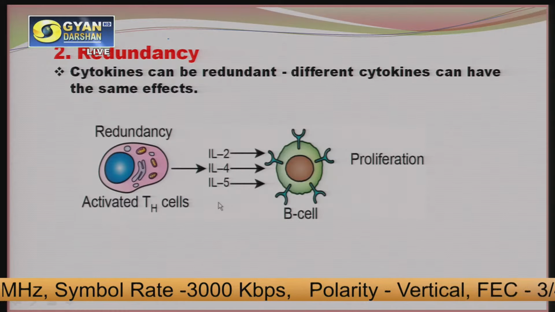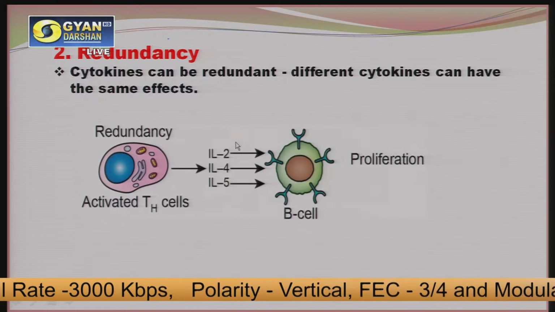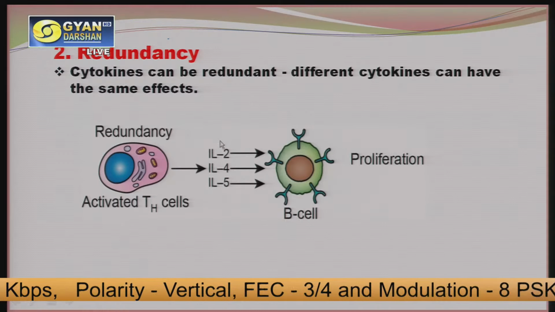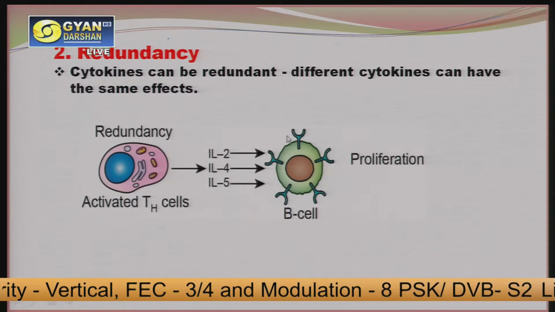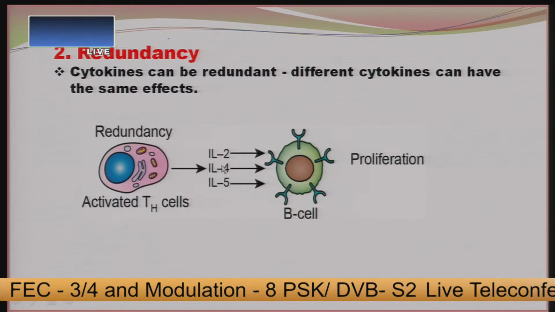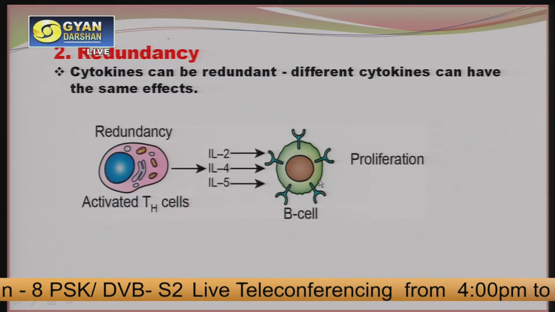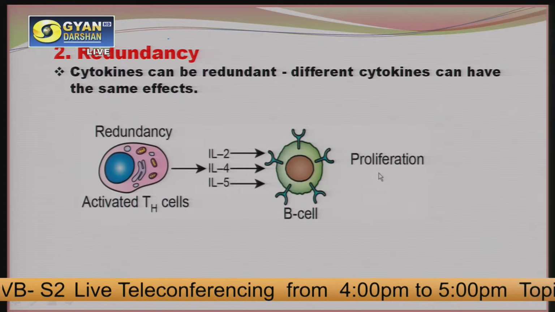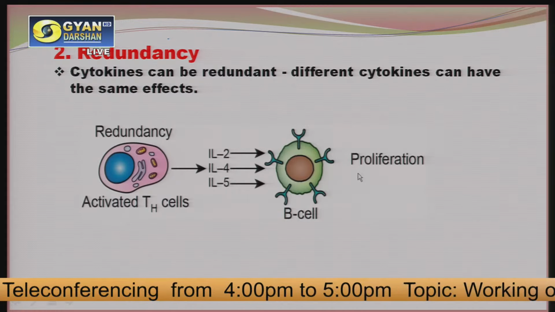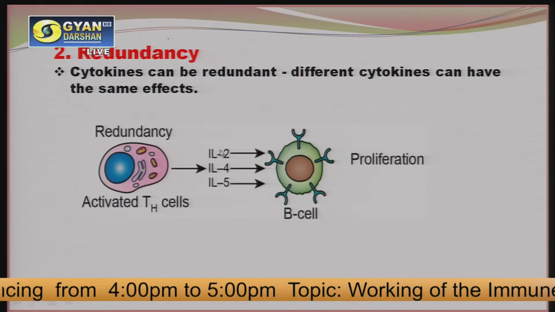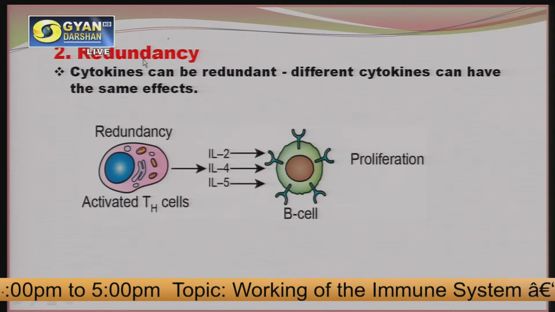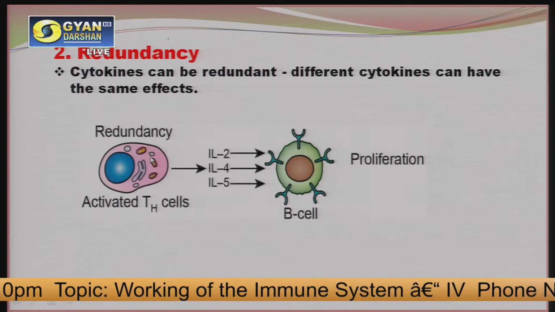Here are the three interleukins. Their function is the same. There is no difference in the function. Interleukin 2, interleukin 4, and interleukin 5 are all involved in the proliferation of the B cell. So you can say the cytokines show the redundancy property.